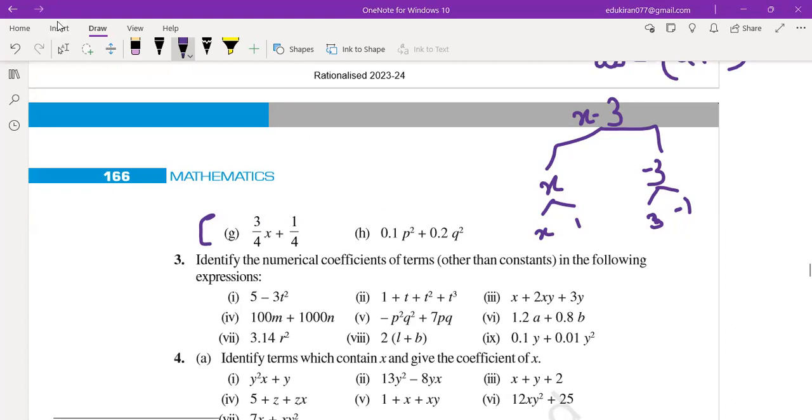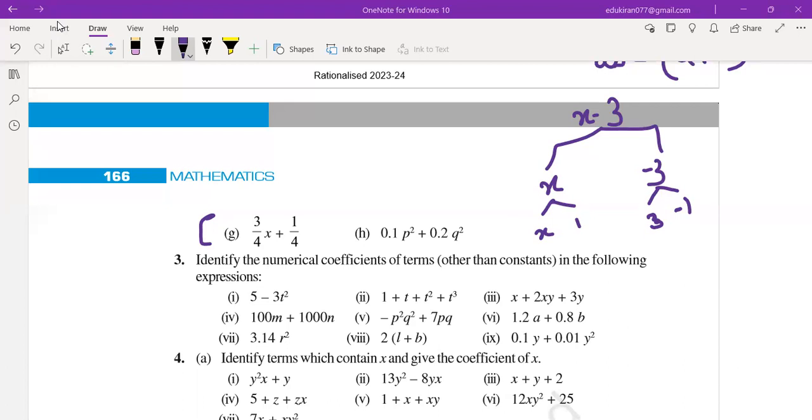So over here, 3 upon 4x and 1 upon 4 are the terms. 3 upon 4, then x, then 1 upon 4 are the factors. Next one, 0.1 p square and 0.2 q square are the terms. Ma'am, sorry. Can you repeat the first factors? Which one? G1? Yeah. 3 upon 4, then x, then 1 upon 4. These three are the factors. Okay, ma'am.